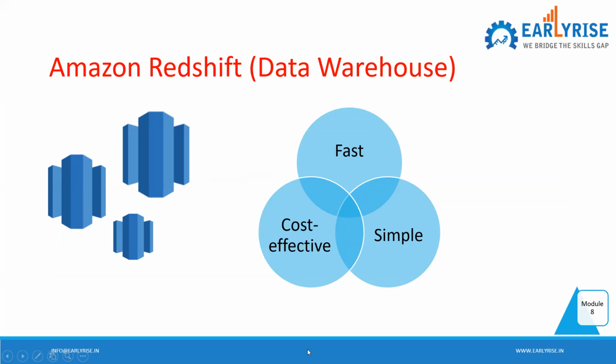So this is Amazon Redshift. It is a fast, simple and cost-effective data warehouse. Amazon claims that it gives 10 times better performance as compared to any of the data warehouses available. Now you can see they are claiming that.